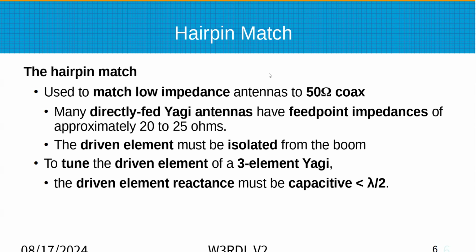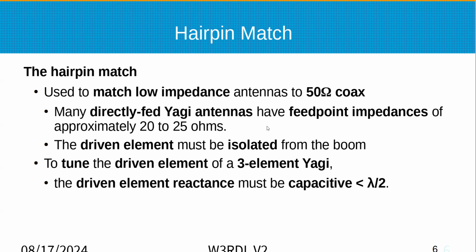There's one called a hairpin match because it resembles kind of a hairpin. I guess we used to call them bobby pins. Do they still call them bobby pins? Normally you'd see it on a Yagi where they'll normally have some impedance down in the 20, 25, maybe 30 ohm range. So it's fairly low impedance. And they'll use what's called a hairpin match to do it.